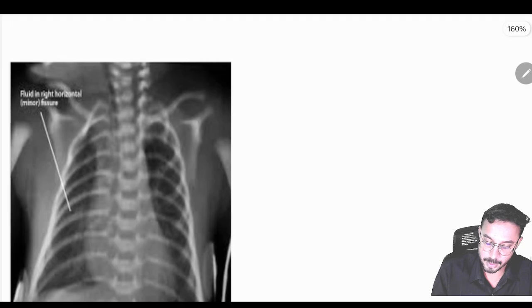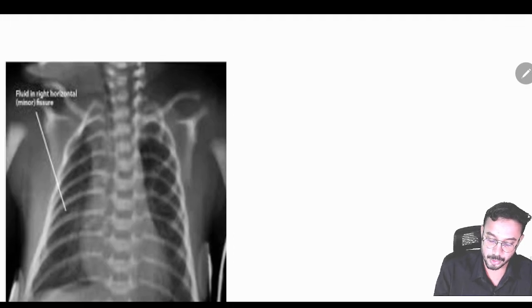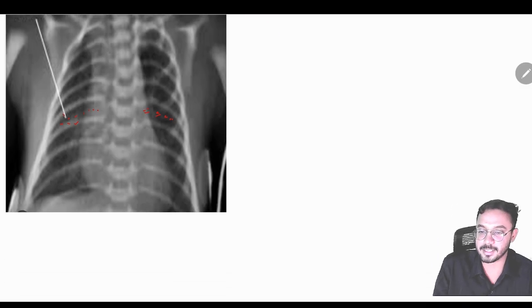Fluid in the interlobular fissure. You can find this fluid present in the interlobular fissures. So this is the chest X-ray in transient tachypnea of the newborn.